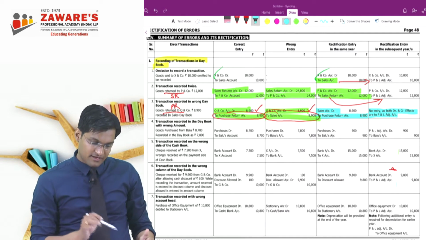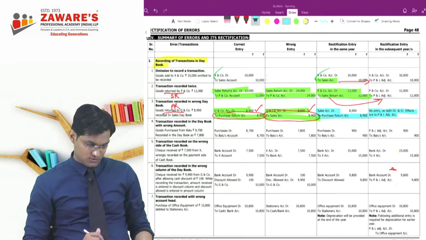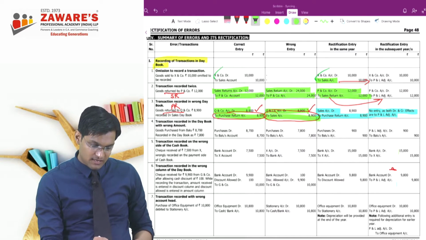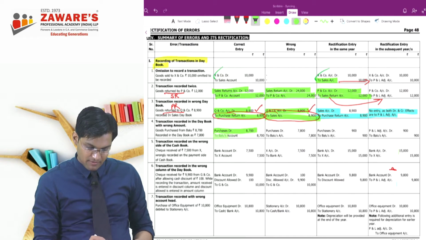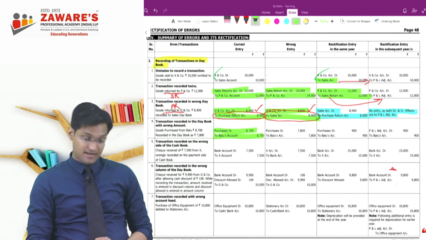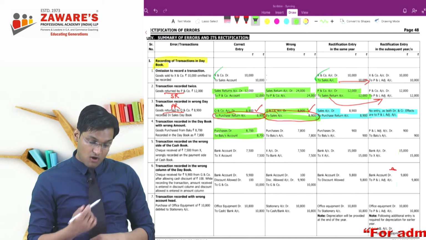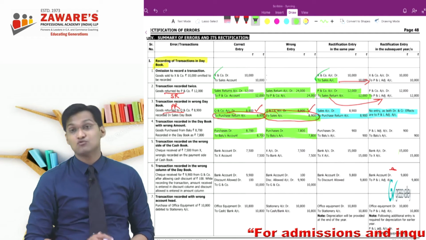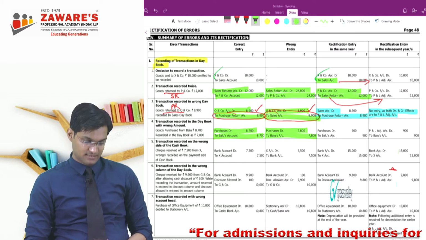Transaction recorded in the day book with wrong amount. Goods purchased from Balu 8,700. What should be the correct entry? Purchase account debit to Balu's account credit. Recorded in the day book as 7,800. So आपने error कर दिया है, wrong amount record किया है. Purchase account debit 7,800 to Balu's account credit 7,800.